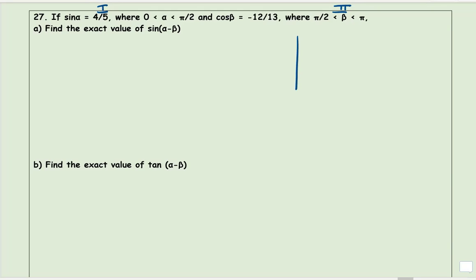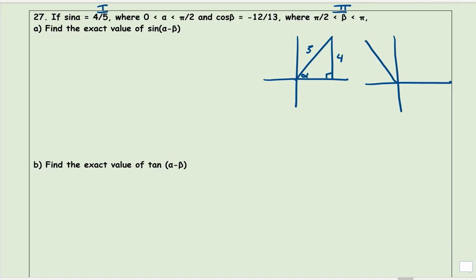So we have one angle, alpha, and it's in the first quadrant. And we know that alpha, in this case, is going to be opposite over hypotenuse. So we have 4 over 5. So here's our alpha. We also have a beta, which is in the second quadrant, like so. And we know that cosine is adjacent over hypotenuse. So now we have our triangles.